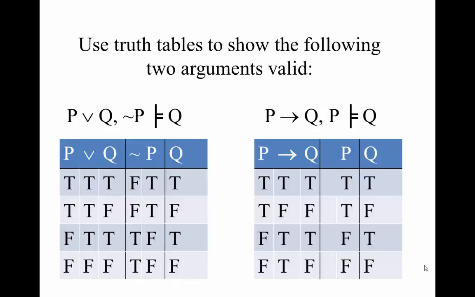You should have written up something that looks like this, right? So for each argument, any line that you can find where both premises are true also winds up being a line where you've got a true conclusion. So both arguments are valid.